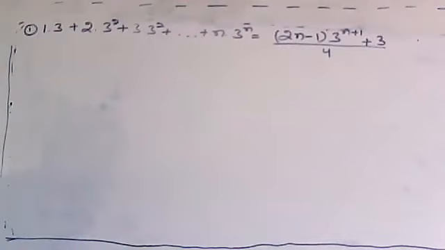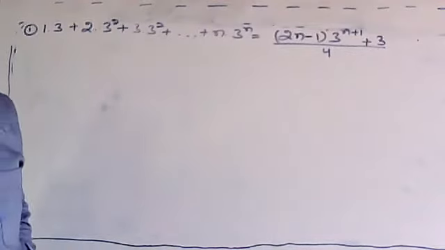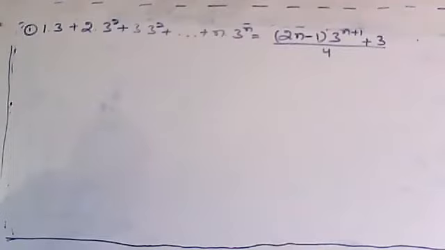As we know the rules, first we have to take n equal to 1 and check P of 1, that LHS equals RHS, correct? Then second, we have to assume that P of k is true. Then we have to prove that P of k plus 1 is also true, correct or not?